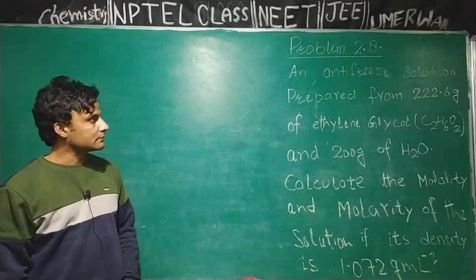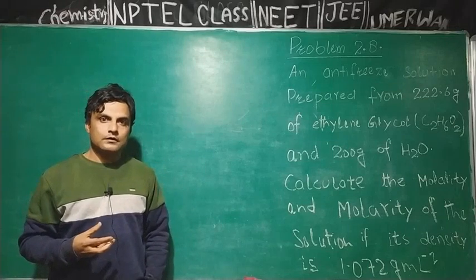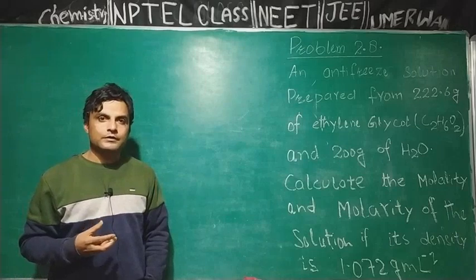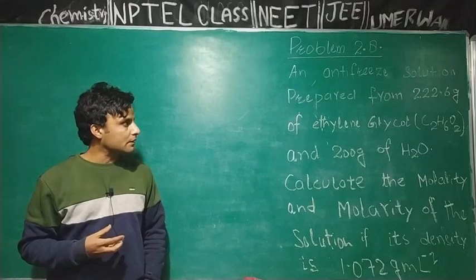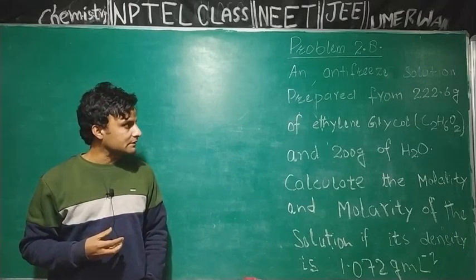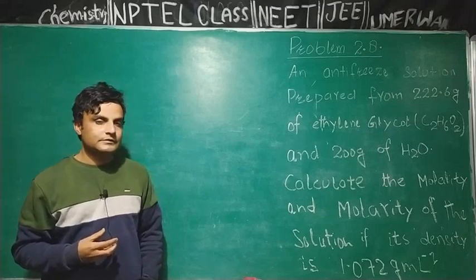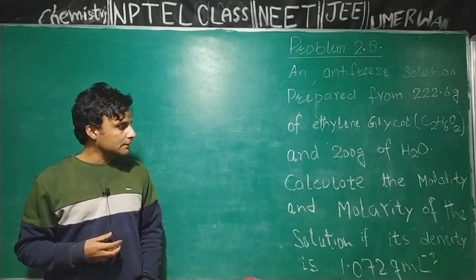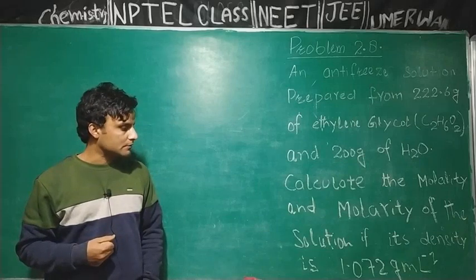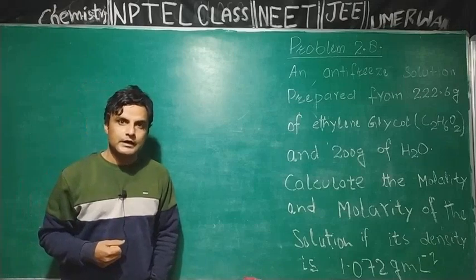So our problem is, we have an antifreeze solution comprising of two components, ethylene glycol 222.6 grams and water 200 grams. Now we have to calculate molality and molarity of this solution if its density is 1.072 gram per ml.